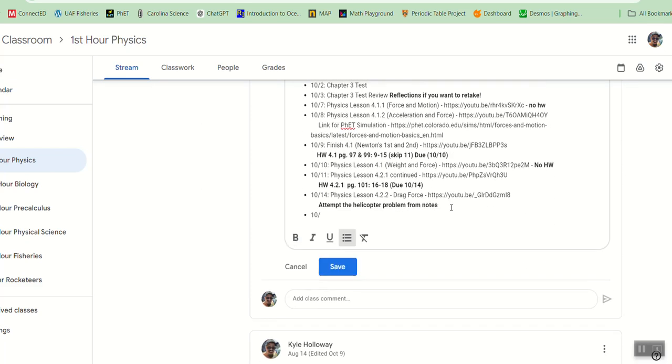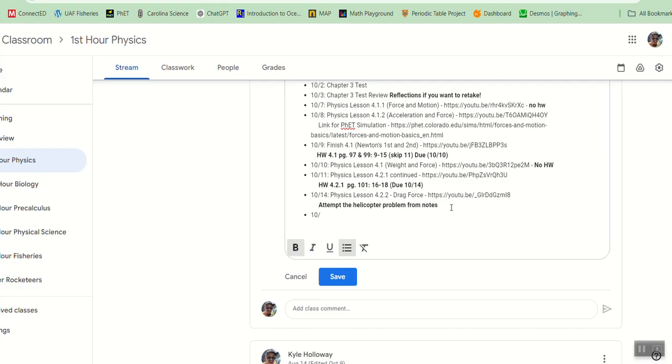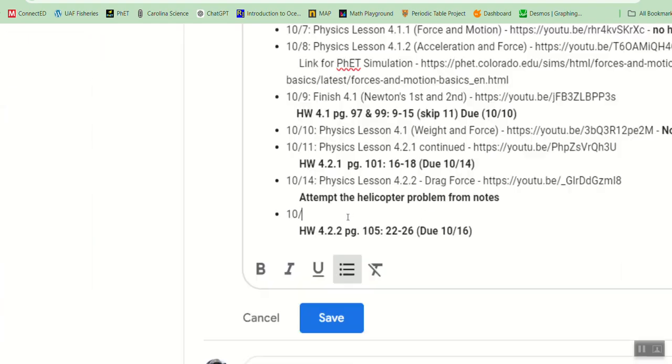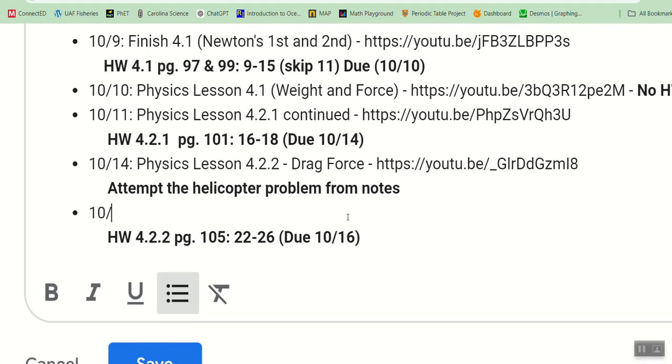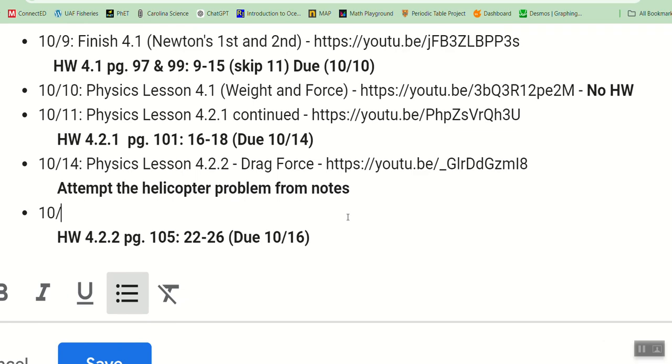Okay, so today, you get the privilege of homework 4.2.2, which you will find on page 105. I want you to do 22 through 26. Okay, this will be due tomorrow. When you're working through this, very intentionally be mindful of writing down your knowns, your find, and your equations. Get in the habit of doing that with a contextual answer when appropriate.